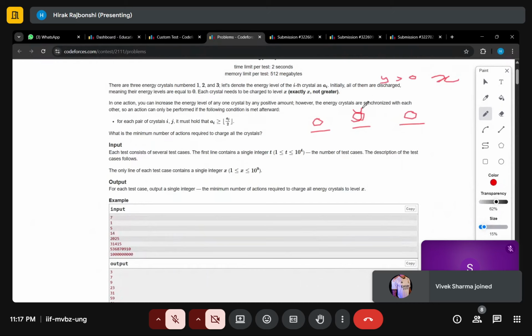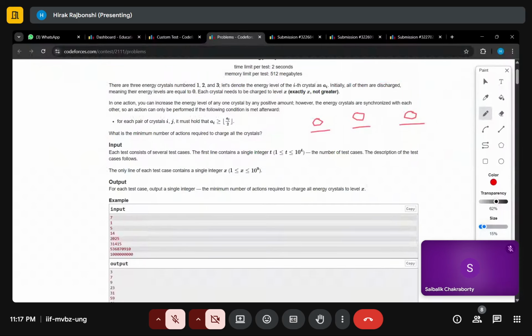So you can increase the charge of any crystal, but at any point this condition must hold. If you pick any two crystals, then half of one crystal's charge has to be less than or equal to the charge of the other two crystals. So if I pick this crystal, then half of its charge should be less than or equal to the charge of this and this crystal.